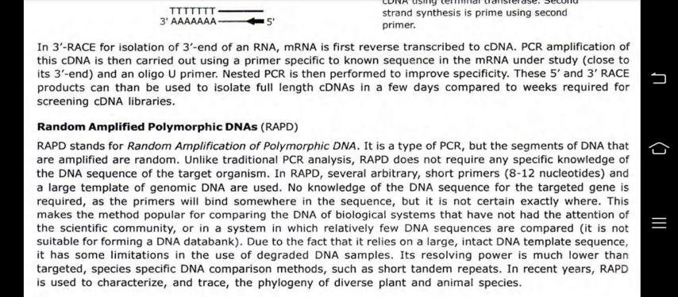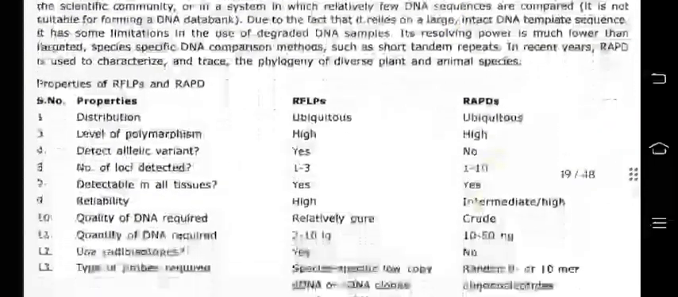It is not suitable for forming a DNA data bank. Due to the fact that it relies on a large intact DNA template sequence, it has some limitations in the use of degraded DNA samples. Its resolving power is much lower than targeted species-specific DNA comparison methods, such as short tandem repeats. In recent years, RAPD is used to characterize and trace the phylogeny of diverse plant and animal species.